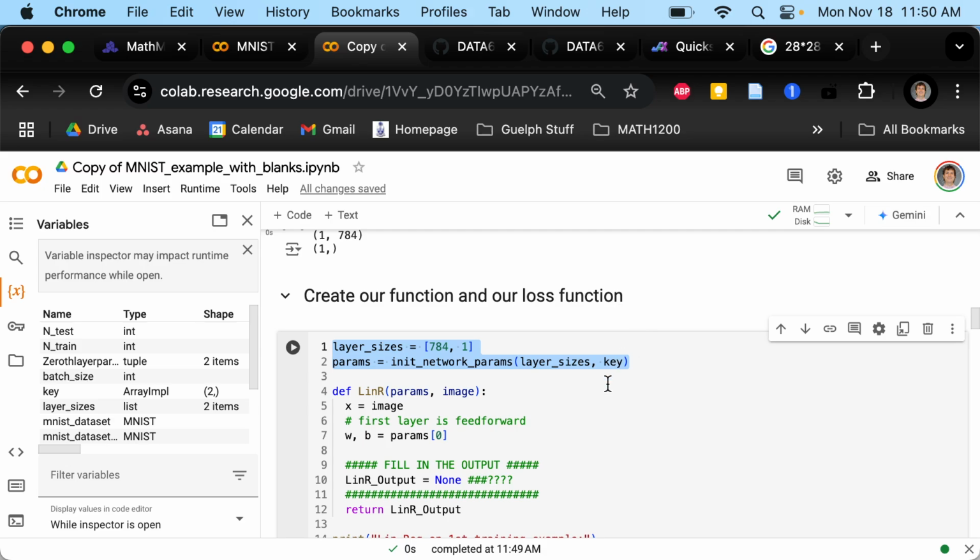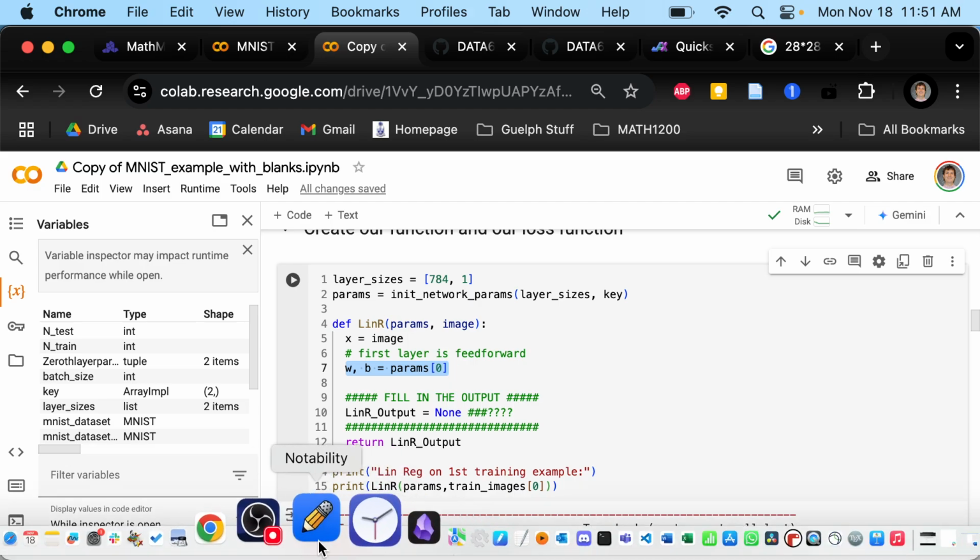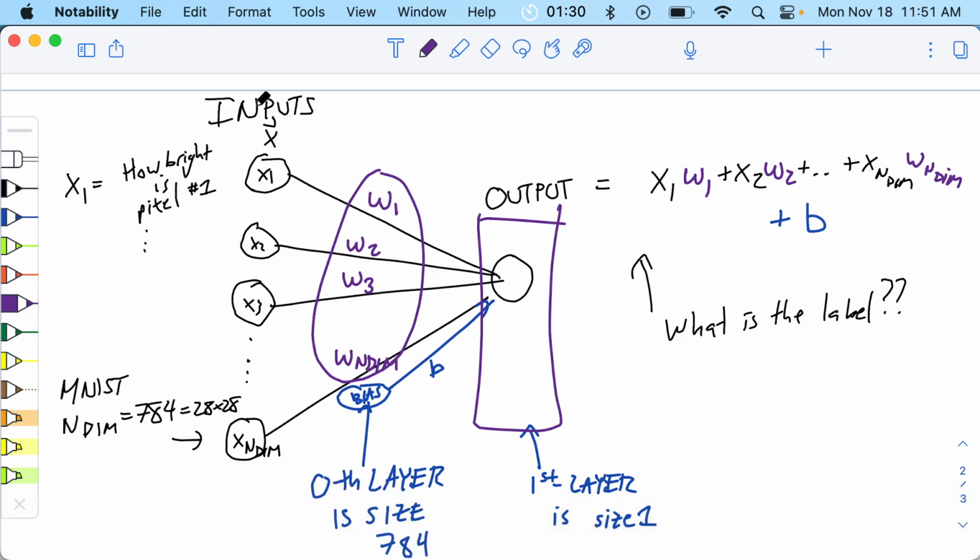So here are the layer sizes and the parameters again. And this is the function lin_r, which inputs the parameters and the image. The image is what I called x before. So it inputs the image x, it inputs the weights and the biases, which I call w and b. And you see I'm unpacking it, right? Parameters was a tuple where the first thing was the weights, the second thing was the bias. If I do w comma b, it'll get the w and b. And now I have w, b, and x just like the formula over here. So w, b, and x are all named exactly the same as they're named over here. I just have to put in this formula.